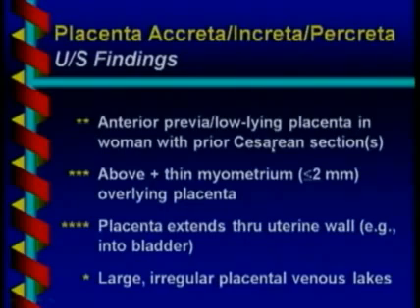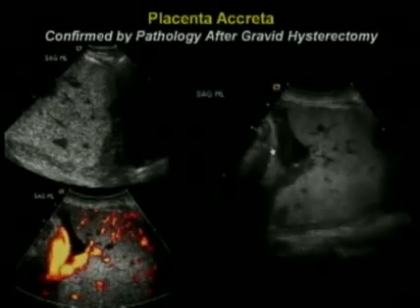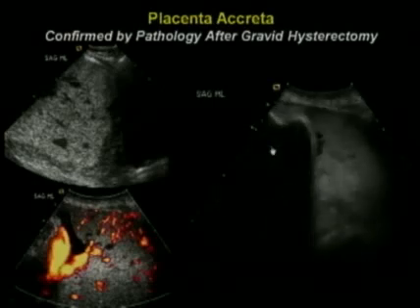Another finding that often goes along with an accreta, increta, or percreta are large irregular placental venous lakes. So if you're thinking about the diagnosis, that should help you be more certain. Here's an example of a placenta accreta.